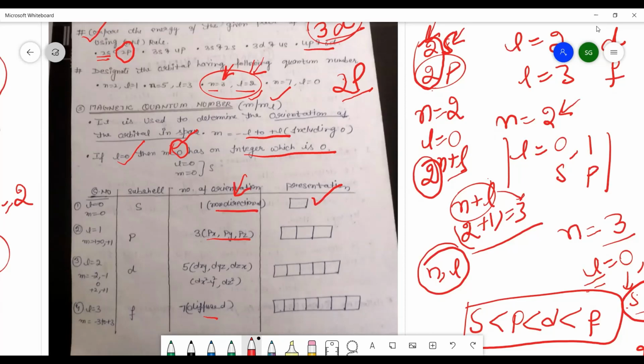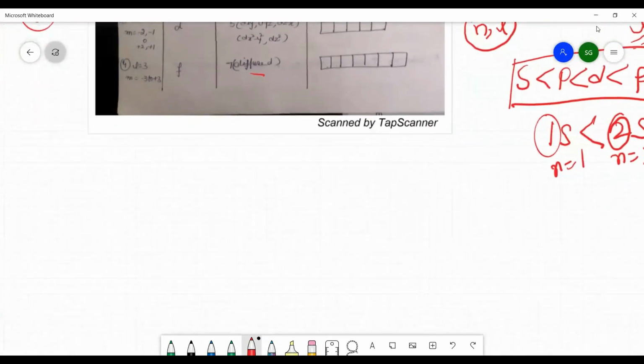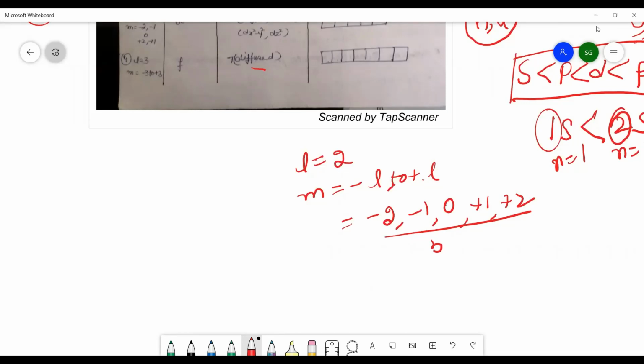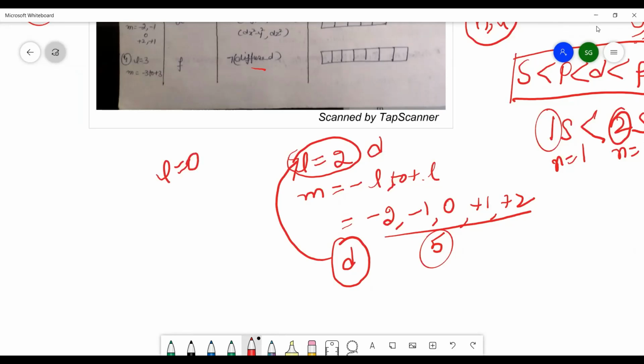So you can apply it in another also, like if you are having L is equal to 2 and you want to find out the value of M, that is minus L to plus L including 0. So it comes out to be minus 2, minus 1, 0, plus 1 and plus 2. So total 5 orientations are there, and for the 5 orientations there will be d orbital, and you can also verify from the L. L is equal to 2 means d orbital. L is equal to 0 means s orbital. L is equal to 1 p orbital, L is equal to 2 d orbital and L is equal to 3 f orbital.